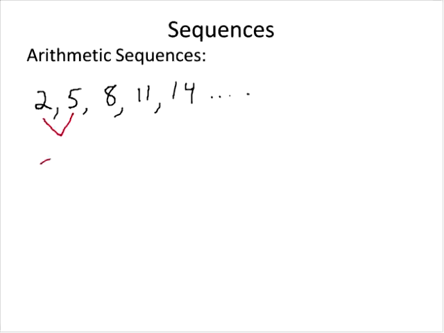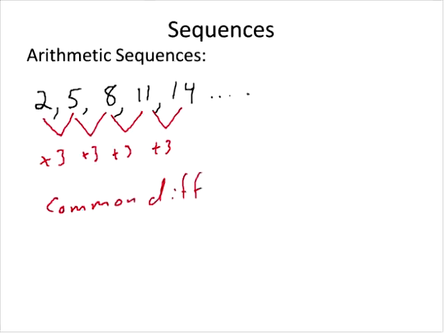But the thing to notice is that every time I move from one to the other, I added 3. So from 5 to 8, I added 3. From 8 to 11, I added a 3. And 11 to 14, I added a 3. And I'm going to keep on doing that forever. This term that I added, that constant, is called the common difference.